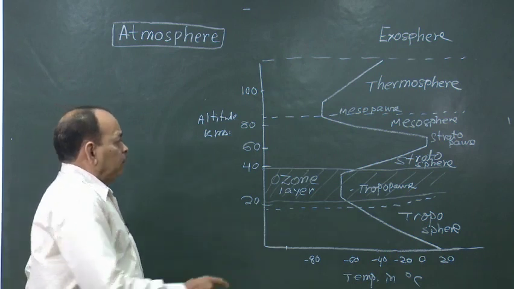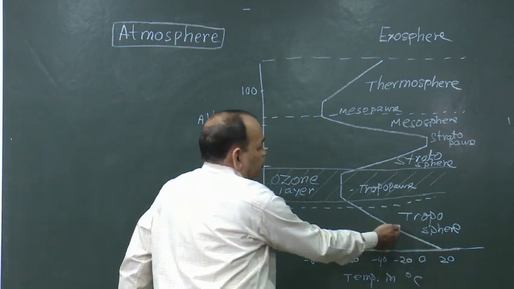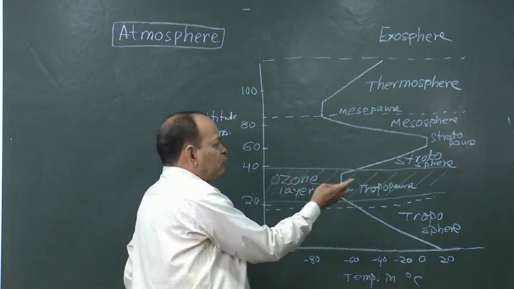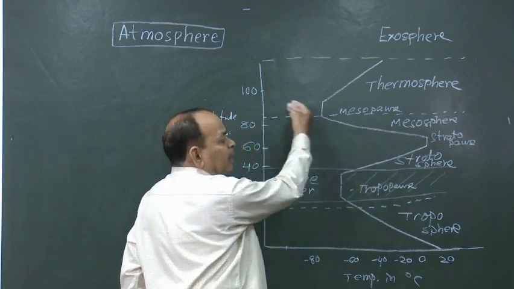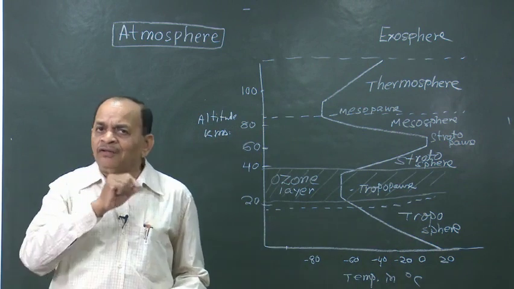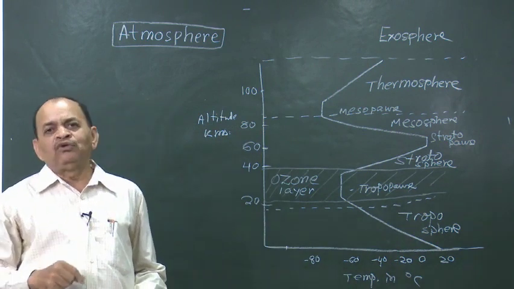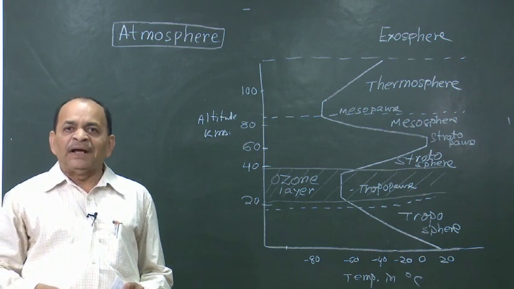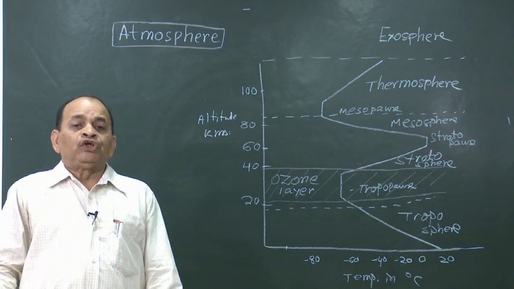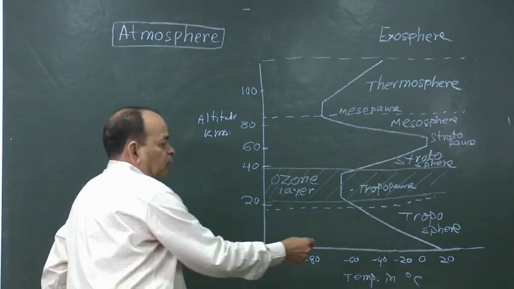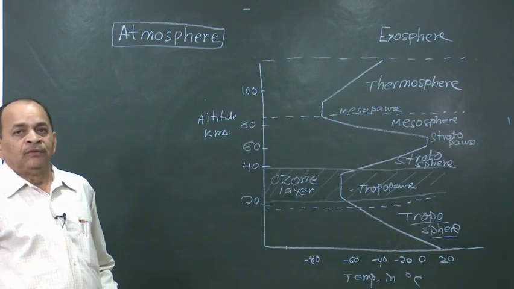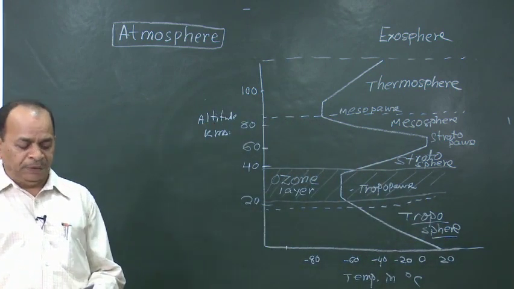Now we can see here, the temperature decreases, then this is the pause where there is no change, then it increases, then again decreases, then increases, like this. So based on the temperature and pressure, it is divided into different layers. Number 1 is the troposphere. So the first layer is the troposphere.